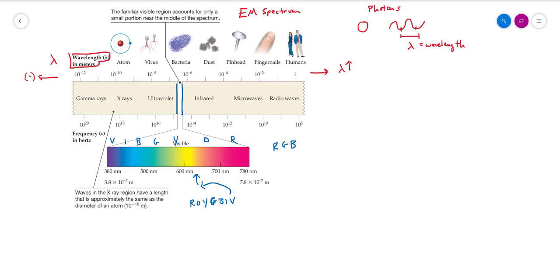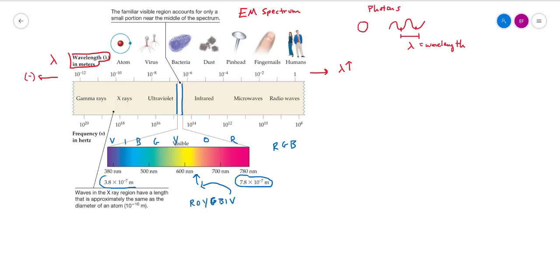In terms of wavelength, these things are in the nanometers range. So typically these are in the hundreds. So a nanometer, as you can see here, these are roughly 3.8 times 10 to the minus 7 to 7.8 times 10 to the minus 7. That's really the band that we can see with our eyes.